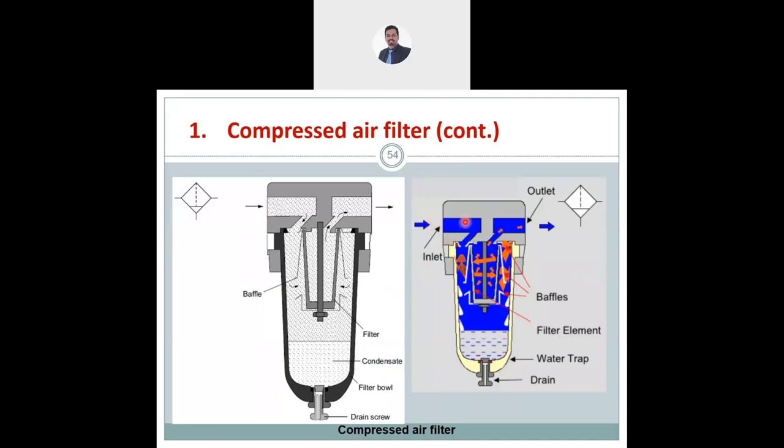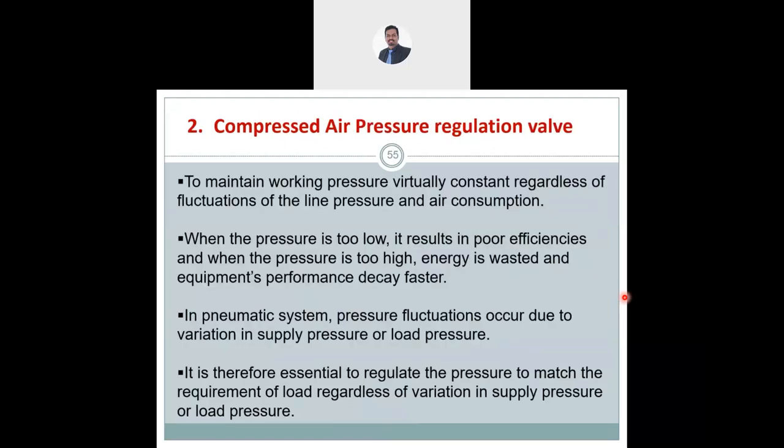So compressed air will enter. You have a filtration element, so only a suitable particle size can pass through here. Then it will go to your output. Like a normal filter, it has a filter paper or filter material inside. So that's the first thing. The second thing is the regulator.